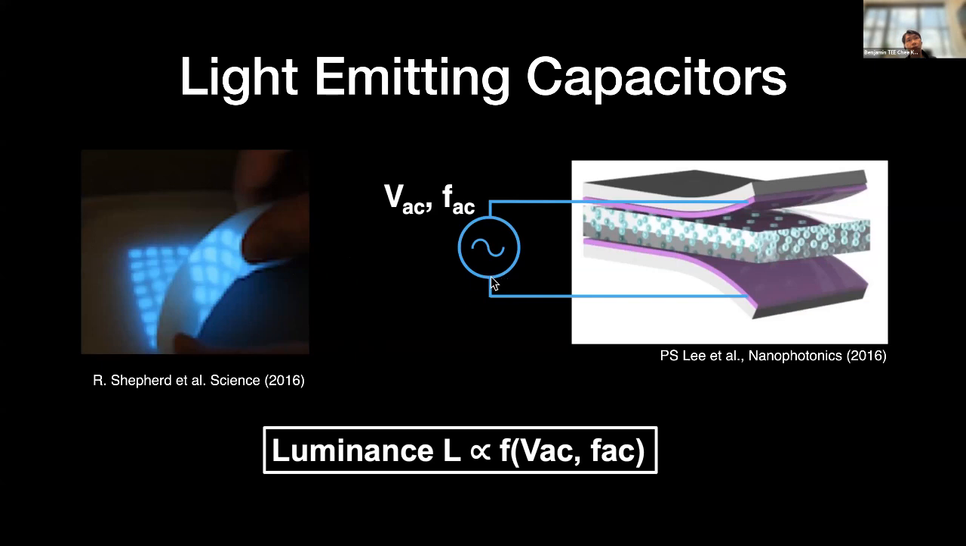And there has been quite nice work that started to think about making stretchable light sources. These are what we call light emitting capacitors, or LECs. In 2016, there was work by Shepard, and the same year, another professor I know, Prissy Lee, at almost the same time came out with these stretchable light sources. These light sources have two inputs, voltage and frequency. It requires an alternating voltage to light up, and how bright it is is a function of frequency and voltage.